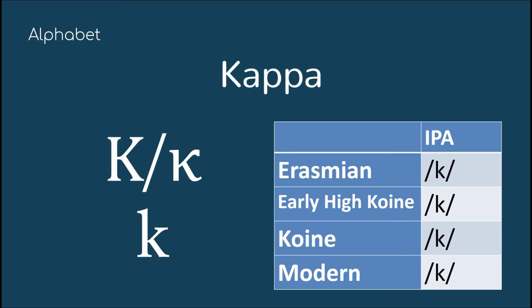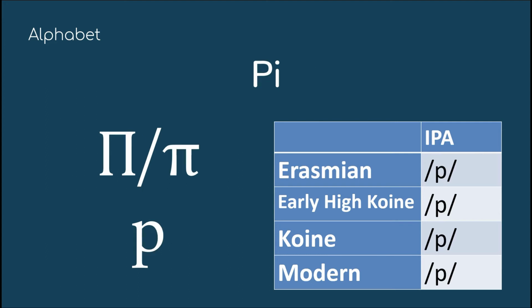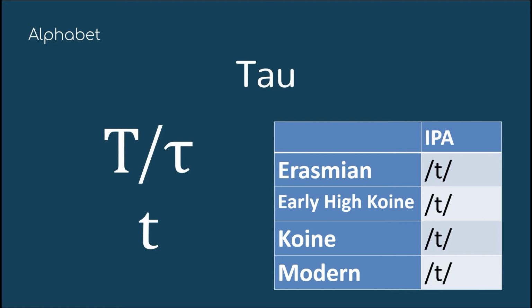So kappa is one of the easiest letters for English speakers. It looks and sounds like a k in all the systems. Next we have p, more commonly known in English as pi. It is pronounced as a p in all the systems. Tau is another easy one like kappa. It looks almost identical to T in English and it sounds the same in all 4 systems.